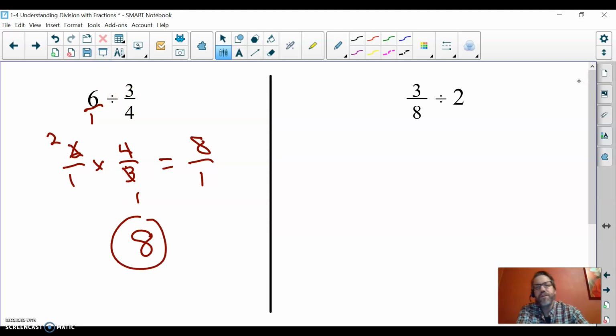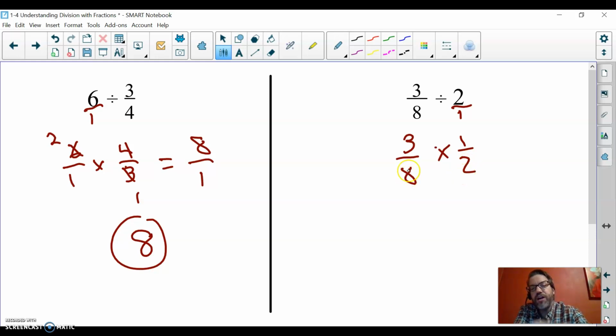Let's try another one. 3/8 divided by 2. Now this time, the 2 is a whole number. Let's make it a fraction by putting it over 1. That's pretty nice. But now it's still a division problem. To solve this, I will multiply by the reciprocal of that second fraction. So we have 3/8 times 1/2. All right, so can I do any simplifying before I multiply these together?